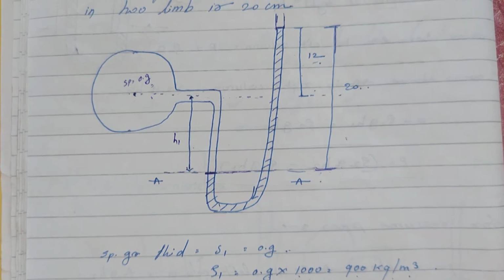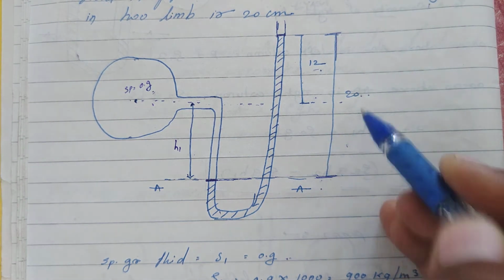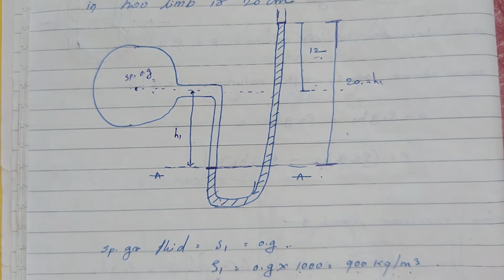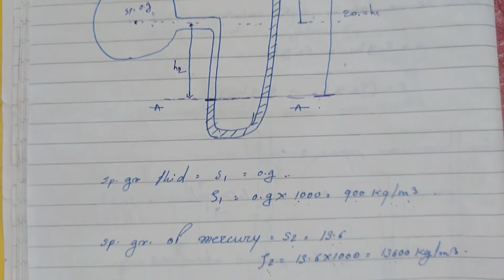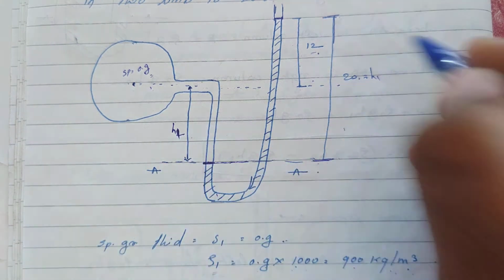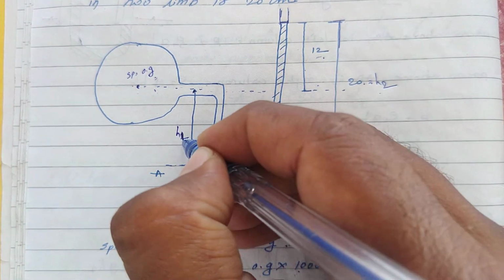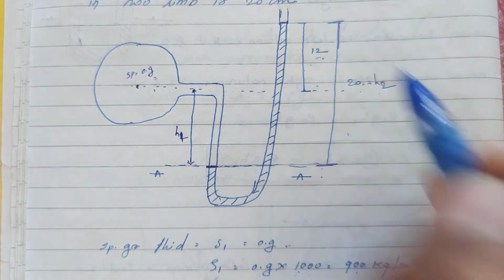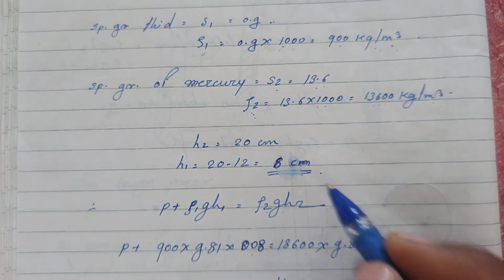As we know that here the H2 is 20 centimeter and H1 we can calculate by 20 minus 12. So this H1 is equal to 8 centimeter.